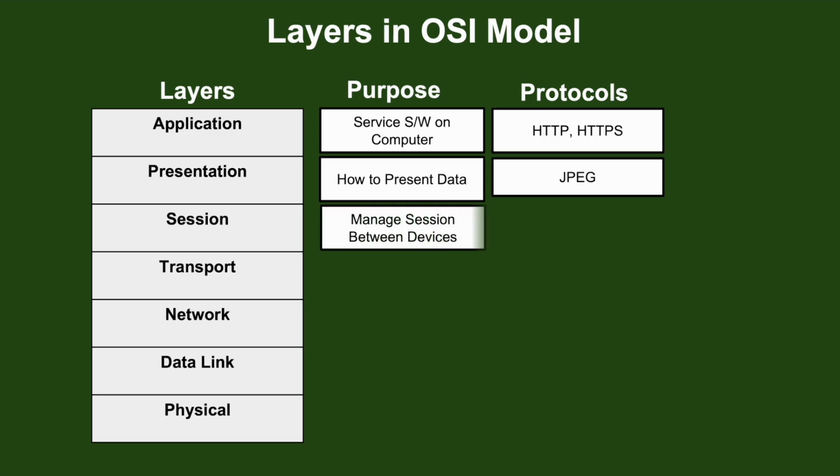Next comes the session layer. What the session layer does is manage the session between devices, and we're going to see that with an example in a while. When communication happens between two computers, whether from a client to the server trying to get some information, there needs to be a session, a channel established between these devices, and that is managed by the session layer. Examples of protocols are NetBIOS and RPCs.